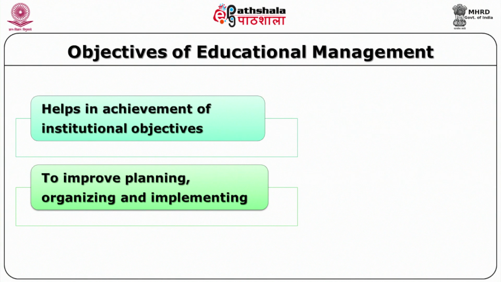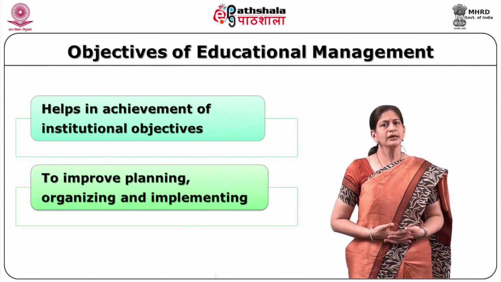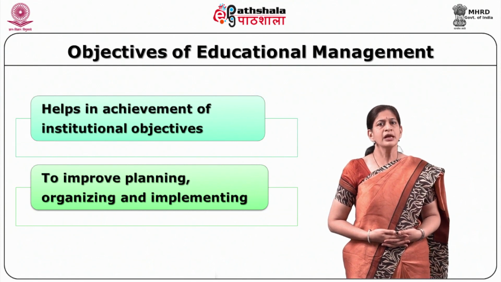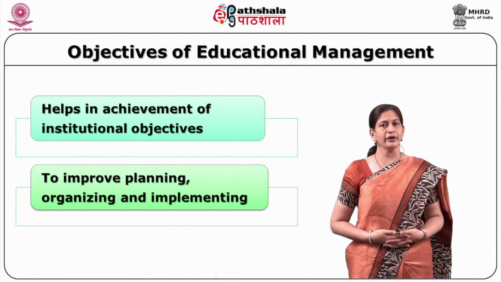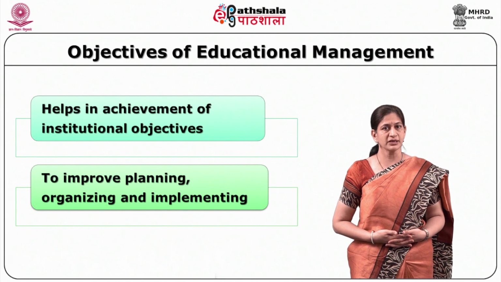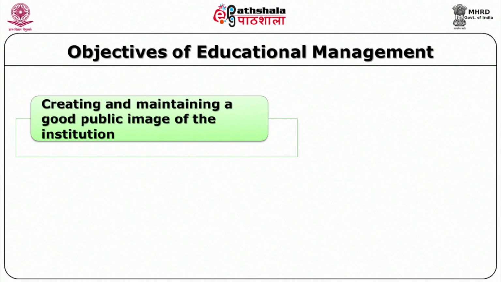The objectives of educational management are as follows: helps in the achievement of institutional objectives, to improve planning, organizing and implementing. Educational management will help in deciding and executing the objectives of the institution. In the process of executing the objectives, if it comes across any obstacles or problems, it will help to replan, reorganize and overcome the situation.